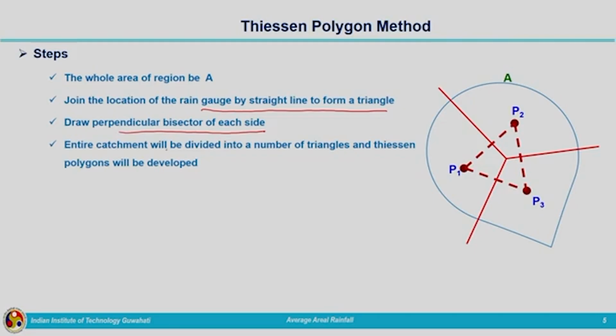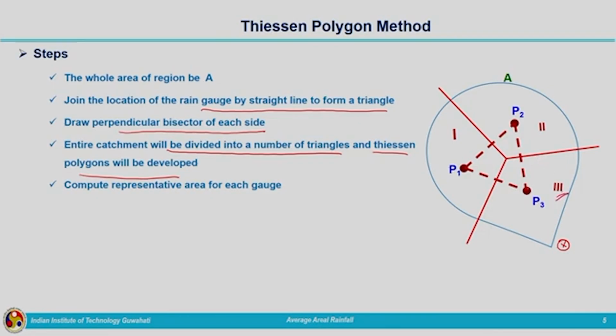Thus, the entire catchment will be divided into a number of triangles and Thiessen polygons. Here, in this case, we have 3 Thiessen polygons. Now we will be computing the representative area for each gauge. For this particular area, area 3, this is the rain gauge, and P3 is the rainfall from the rain gauge in region 3, and we will compute the representative area of that Thiessen polygon. In this way, we will have areas A1, A2, A3. Depending on the number of Thiessen polygons developed, we will have more areas.